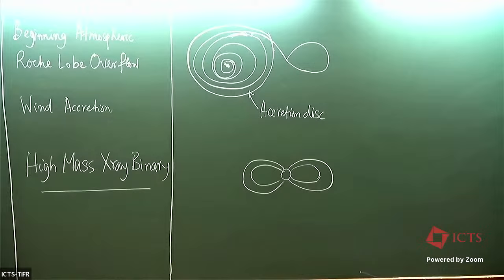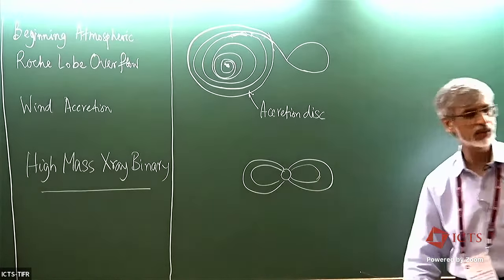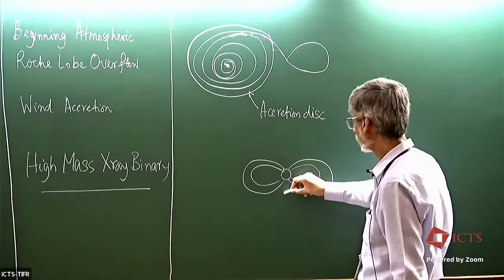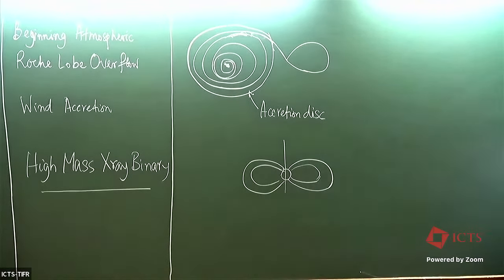But as the matter comes closer and closer to the neutron star, the strength of the magnetic field becomes larger and larger. Because at the zeroth approximation, if you consider this to be a dipole magnetic field, then the field strength will drop off as 1 over r cubed. So as r becomes smaller, the field strength begins to rise considerably.